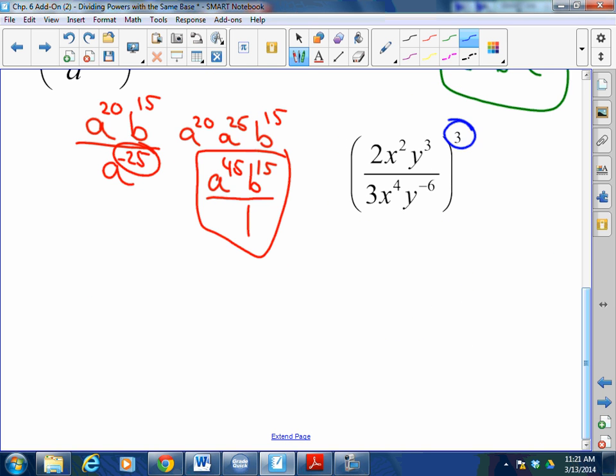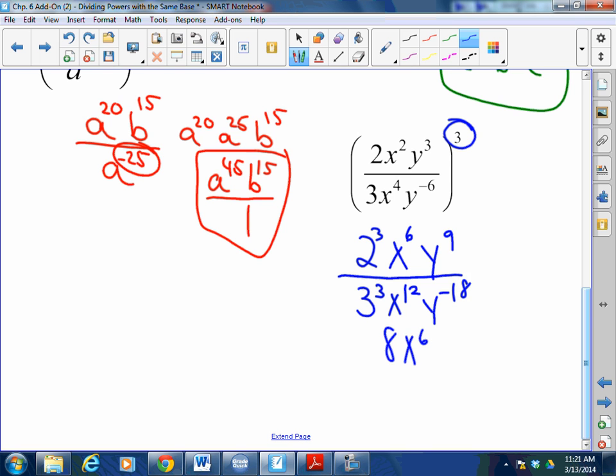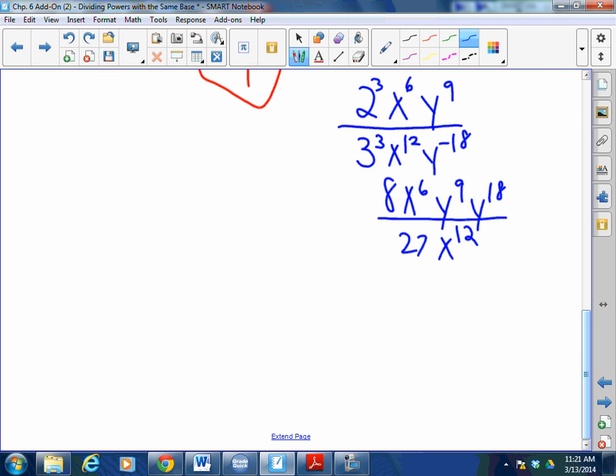I've got to distribute that 3 to everything inside of the parentheses. So 2 cubed, x to the 6th, y to the 9th, over 3 cubed, x to the 12th, y to the negative 18th. What do I do with that negative exponent? Yes. So I've got 8, x to the 6th, y to the 9th, y to the 18th, over 27, x to the 12th. Does everyone see that? Everyone. Okay? 8 and 27, I cannot reduce that.